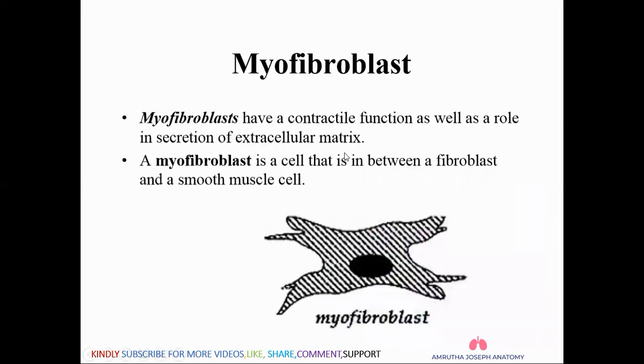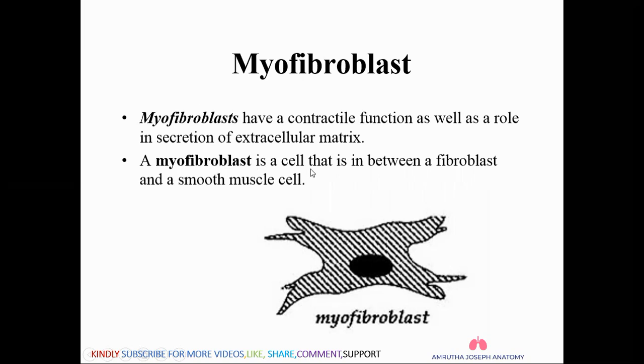The next one, myofibroblast. As the name suggests, it has got some component from the muscle and some component from the fibroblast. So the basic property of muscles is being contractile in function. So it has got some properties of muscles. So myofibroblast has got contractile function and also produces extracellular matrix.